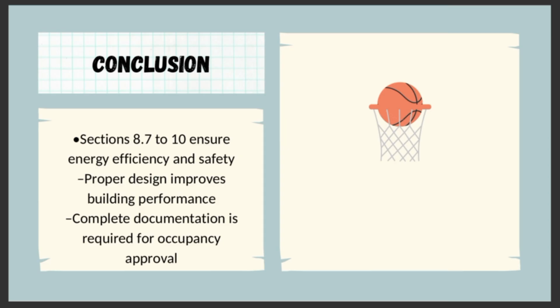So, therefore, from Section 8.7 to 10, it ensures that buildings are designed and constructed with energy efficiency, safety, and sustainability in mind. Proper system design and complete construction documents are essential for compliance and for securing an occupancy permit.